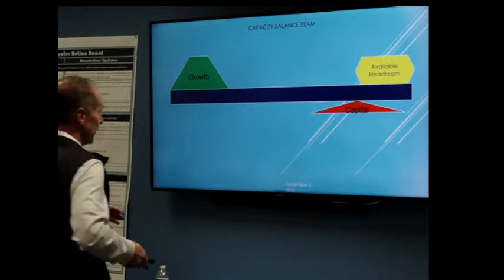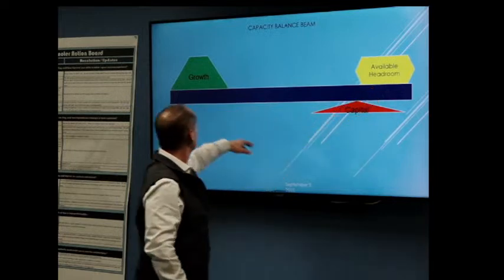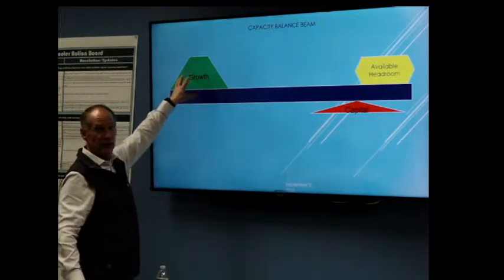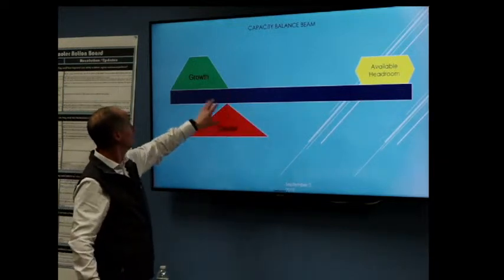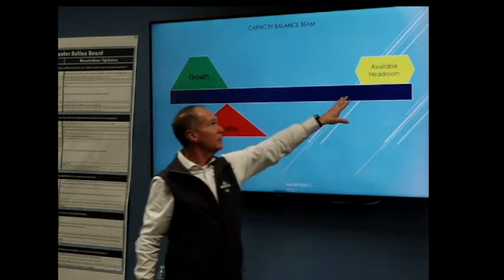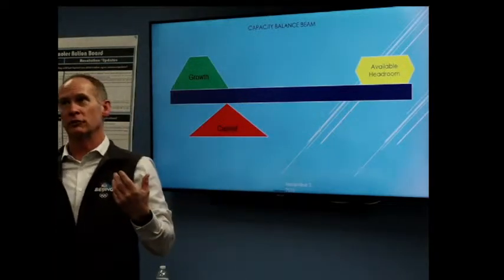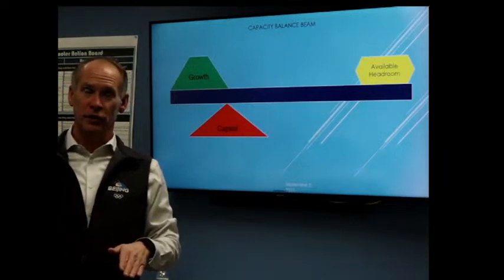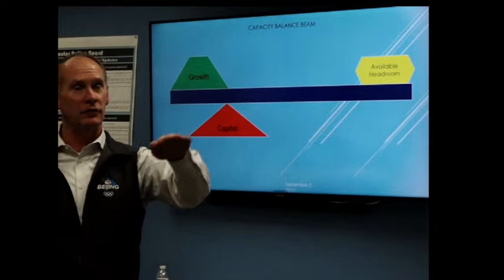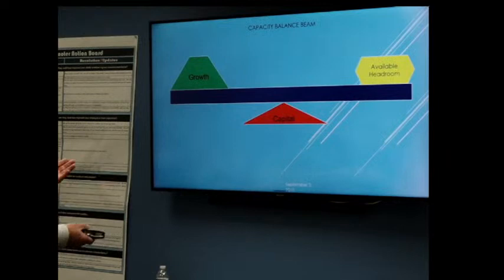Because when you look at it, you can spend a lot of capital to increase your available headroom because you've got a massive amount of growth coming in. One of the other ways you can do it is you can focus your capital on your growth, not on your available headroom. So you have to determine, when you're really evaluating your critical infrastructure needs, do you want to spend a lot of capital to support your growth or a lot of capital to increase your headroom? Because when you look at the balance beam, you have to find that middle point. The balance of capital is going to be important.